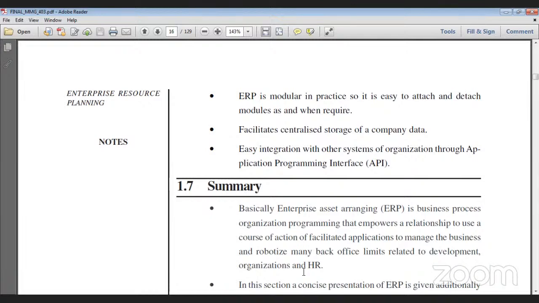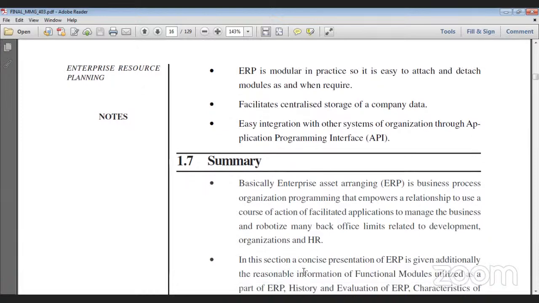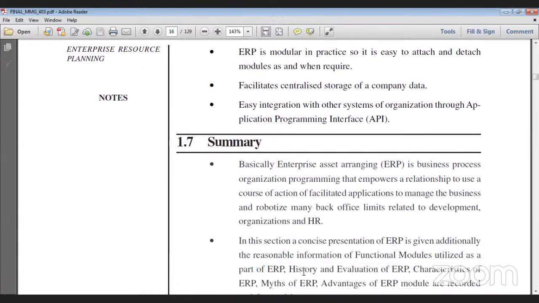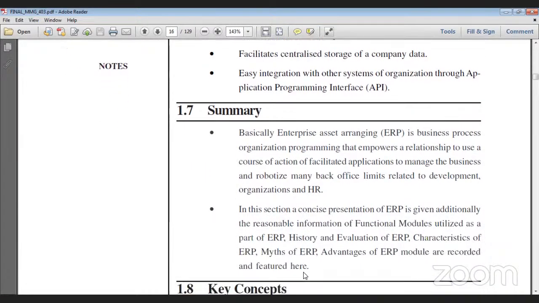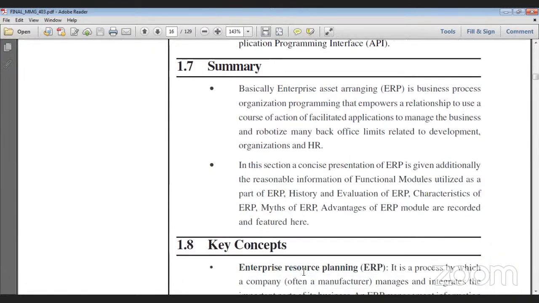Then there are some points here. It will be seen that at the end of each unit you are given the summary here also. In the summary, here basically enterprise asset arranging business process. Then second is the section of comprehensive presentation of ERP. Then there are some key concepts here.